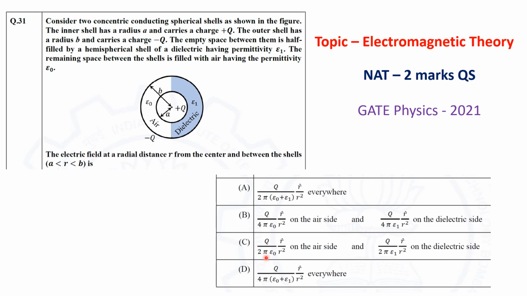Option C, q by 2 pi epsilon naught multiplied with 1 by r square along the r cap direction on the air side, and q by 2 pi epsilon naught epsilon 1 multiplied with 1 by r square along the r cap direction on the dielectric side. Option D is q by 4 pi times (epsilon naught plus epsilon 1) multiplied with 1 by r square along the r cap direction everywhere. So let us see the solution part.